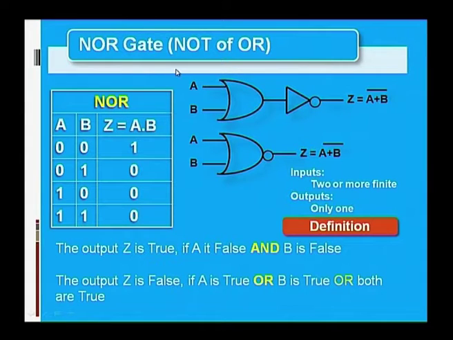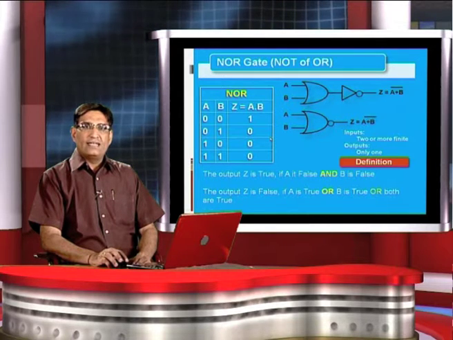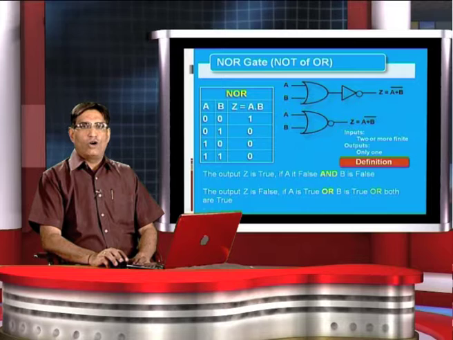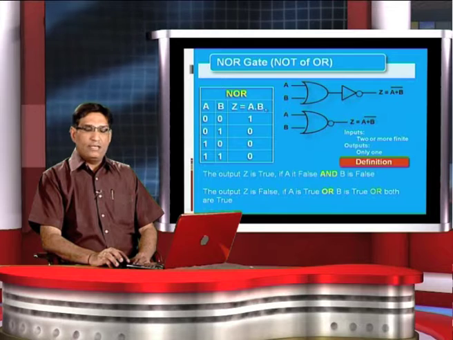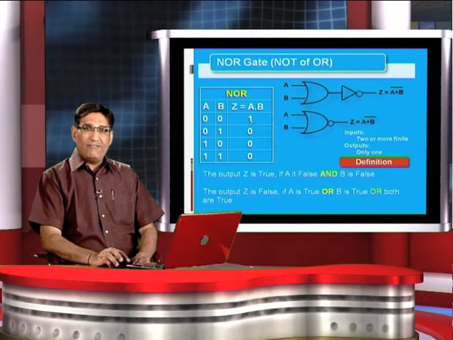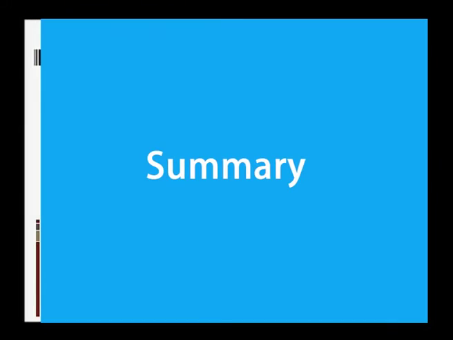The definition of the NOR gate is: the output Z is true if A is false and B is false. That means if both the inputs are false, then the output is true, and the output is false if A is true or B is true or both are true. From this table we can find that this is nothing but the negation of OR. OR comprises of 1, 1 and 1 here and 0 here, and NOR comprises of only 1 here and 0 at all the 3 places.